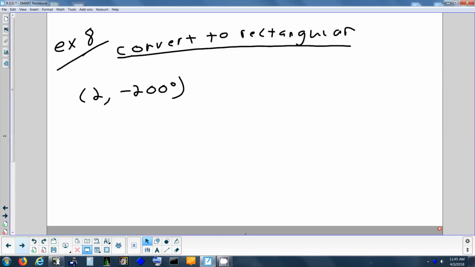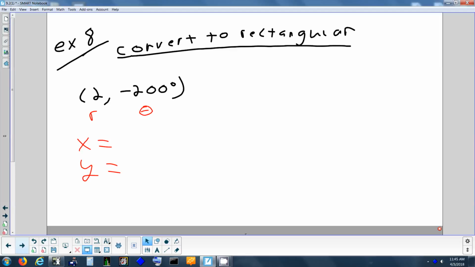Okay, so here's our point. R is 2, theta, negative 200. So let's convert it to rectangular. 2 steps. Let's get the x value first. So what we're really doing without drawing a picture is we're making a triangle and we're finding the base and the height of it. But it's all built into the formula, so we don't have to draw anything out.